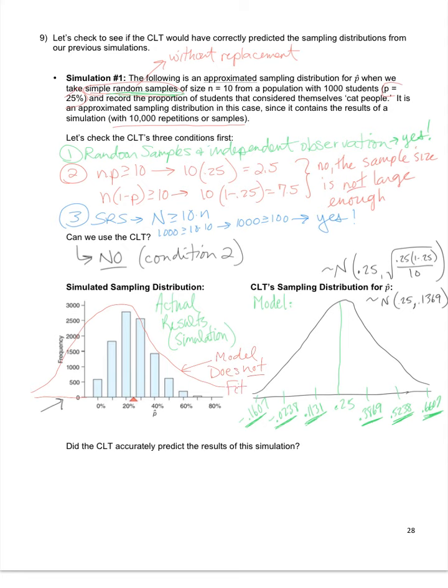And again, that's because of condition number 2. Remember, condition number 2 was about shape. The central limit theorem's model is normal. It's unimodal and symmetric. If we look, our simulated results were skewed to the right, so it didn't accurately predict the shape. All right, so the last question, does the central limit theorem accurately predict the results of the simulation? We're going to have to say no.